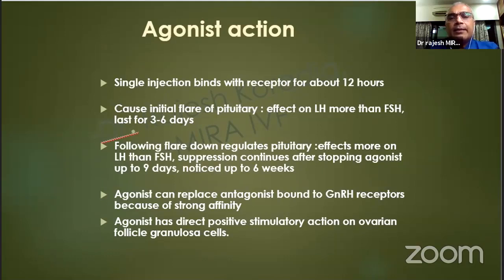A single injection of agonist binds with the GnRH receptor for about 12 hours. It causes an initial flare of the pituitary. The effect on LH is more than on FSH, and it lasts for 3 to 6 days. Each and every sentence is worth remembering all the time. There is a flare for 3 to 6 days, and the effect is more on LH than FSH.